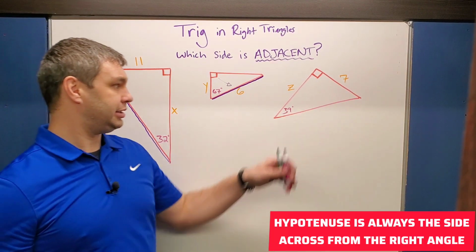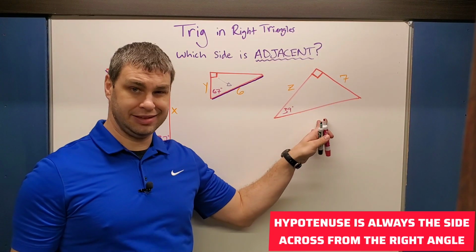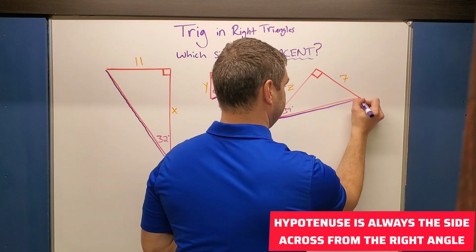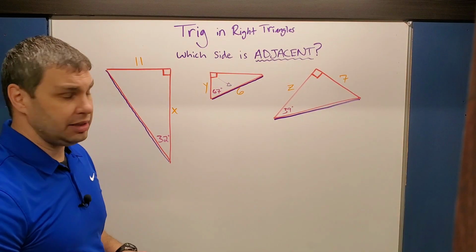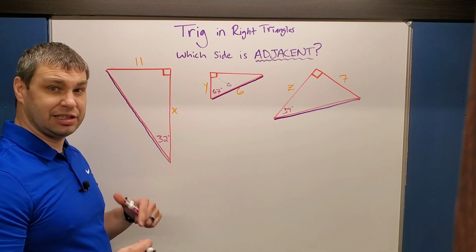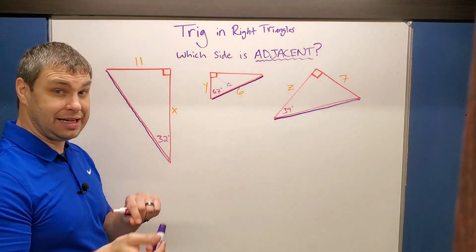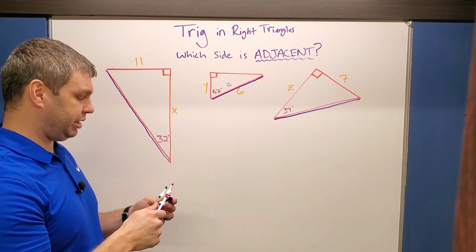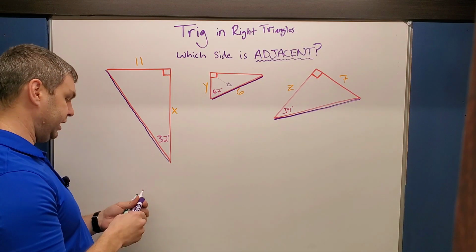All right, and then what about this one? Is it the Z, the 7, or the blank? It's going to be the blank one. So again, I'll highlight that there in purple. So once you know the hypotenuse, then it's really easy to find the adjacent and the opposite. Those are our three choices: adjacent, opposite, and hypotenuse, compared to the angle that you are given.